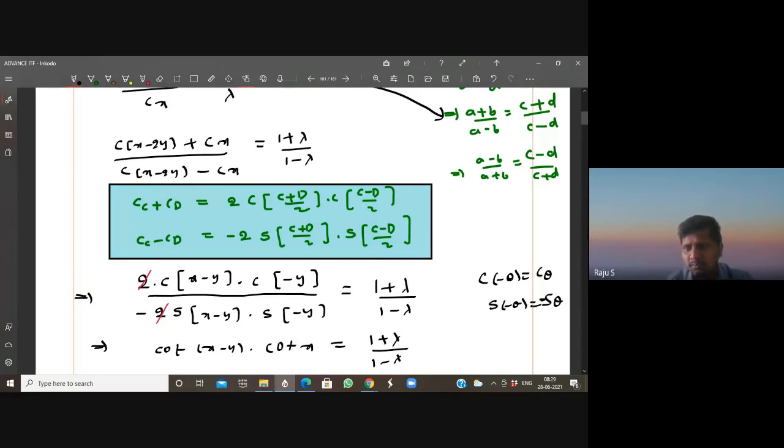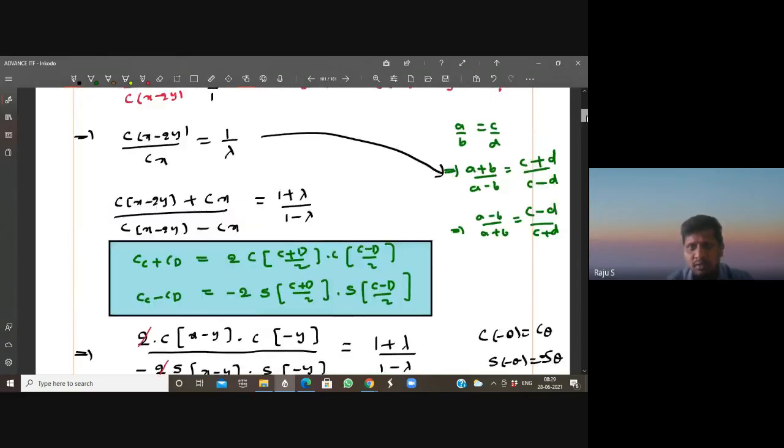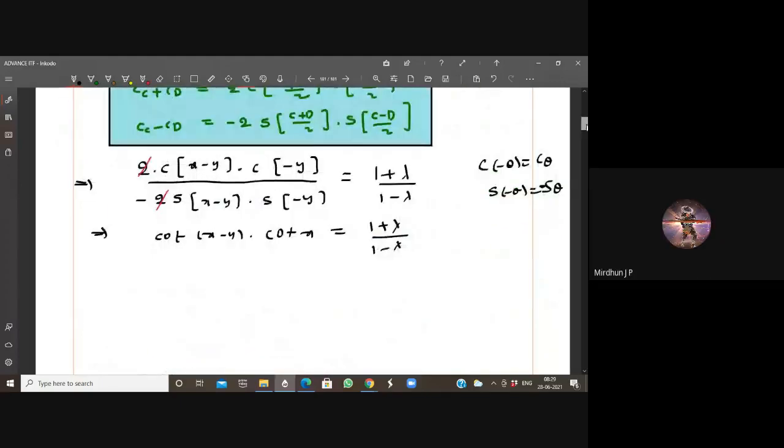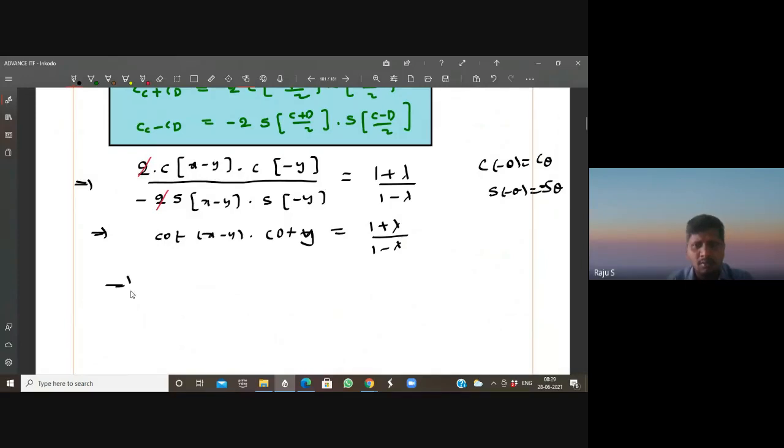But the question asks for tan(x − y) into tan y, so we need to take the reciprocal. Reciprocal means tan(x − y) into tan y is equal to (1 minus lambda) by (1 plus lambda). So what is the correct option?